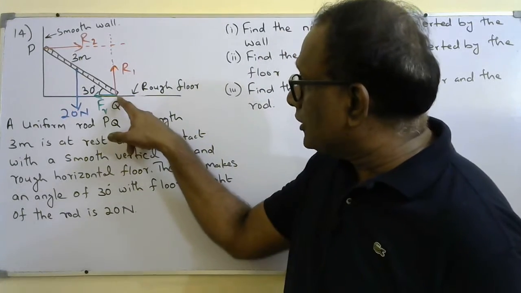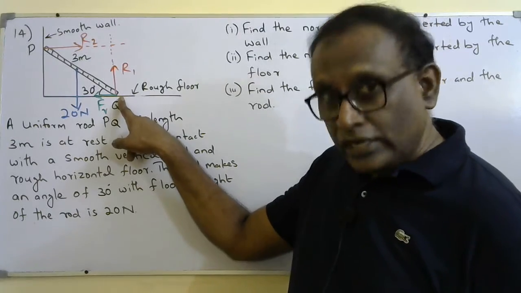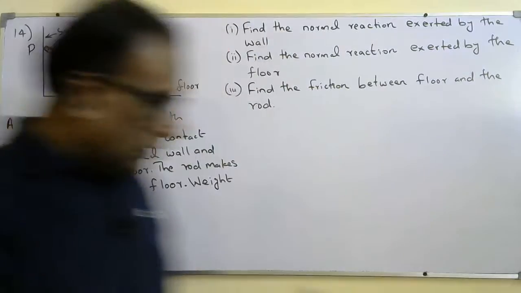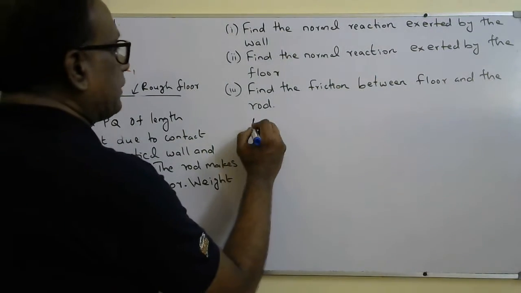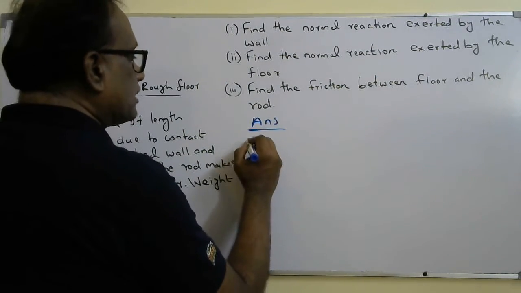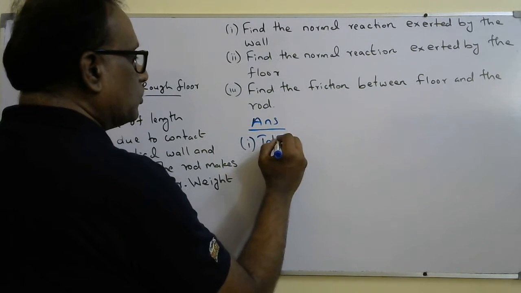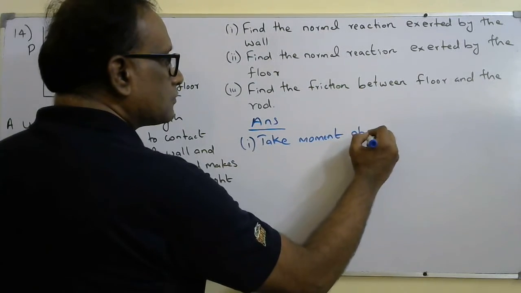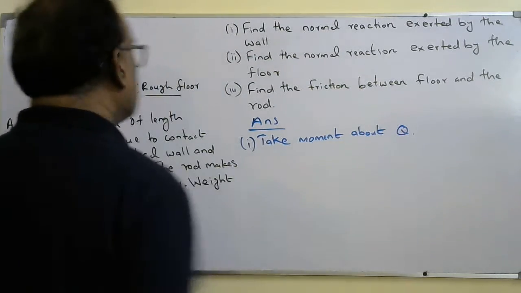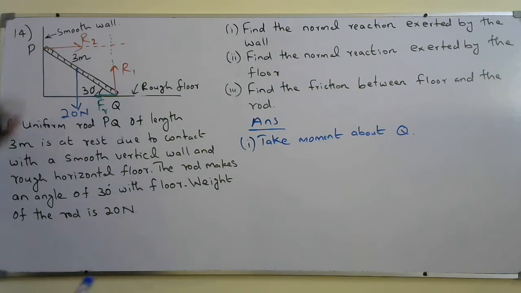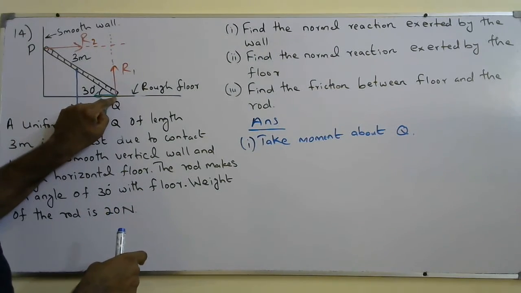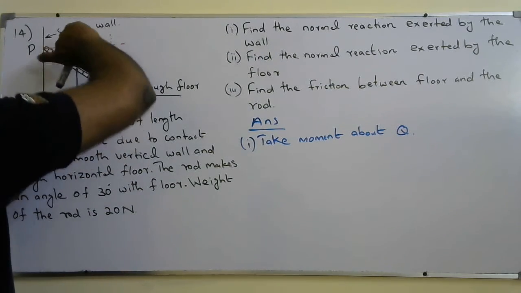So if I take moment about Q, the only 2 forces in my equation are 20 Newton and R2. Okay, so I'll write the answer, very simple answers, looks complicated. So first part, take moment about Q. One by one we'll take it. So R2, about Q, look at it, the R2 is in this direction. About Q, if I consider the moment, R2 will produce a clockwise moment.